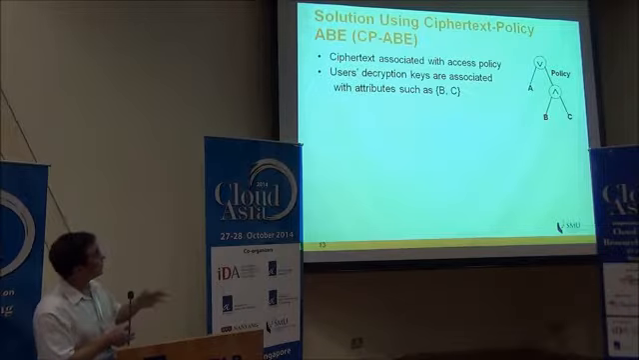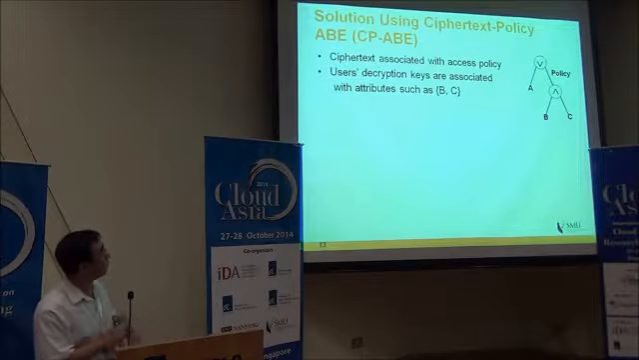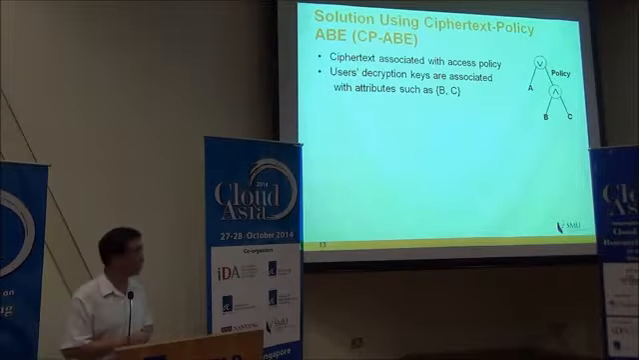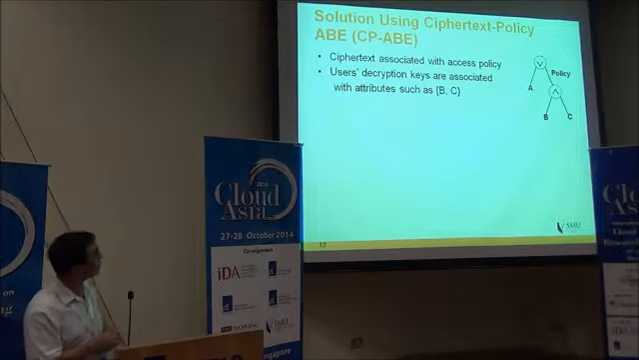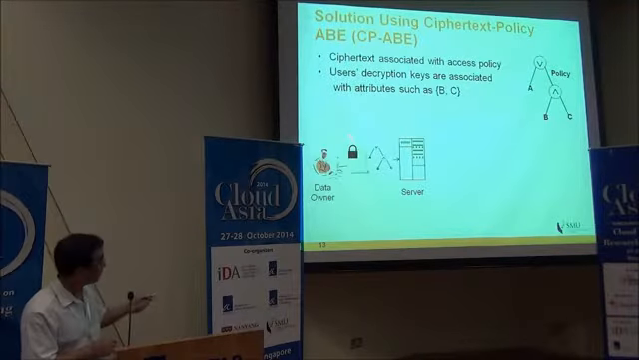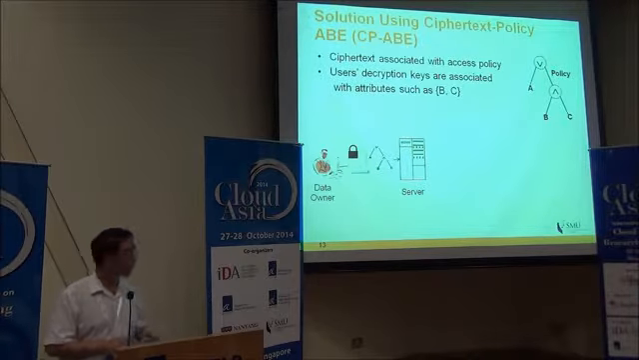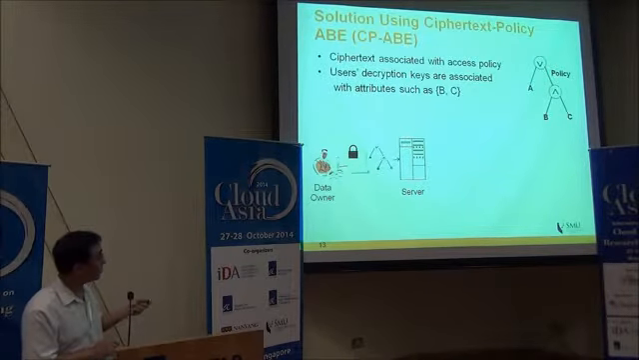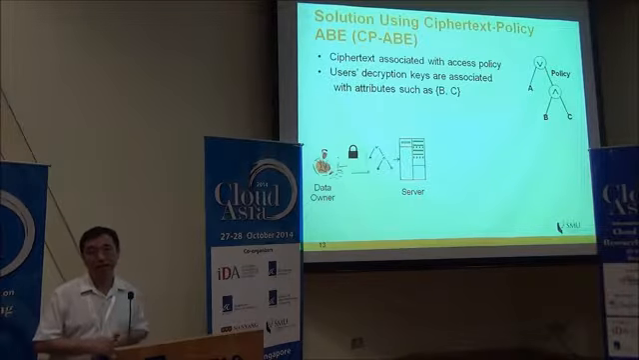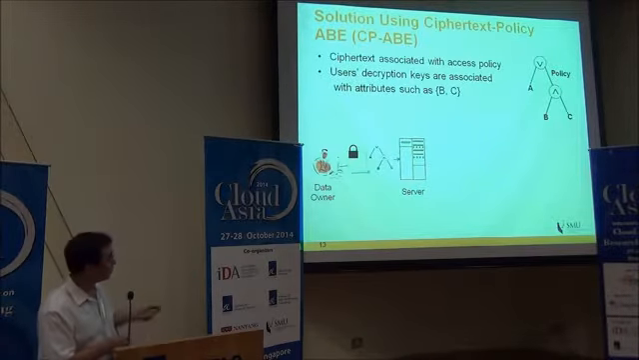The attribute-based encryption has two forms. I just mentioned one form, which is called ciphertext-policy attribute-based encryption. So here is how it works. The data owner, when he wants to upload his data to the cloud, performs the encryption of the data. And at the same time, he attaches the access policy to the data. So this is the access policy.